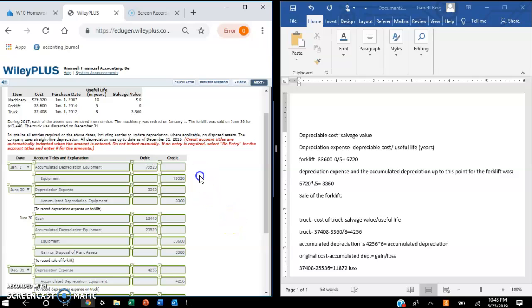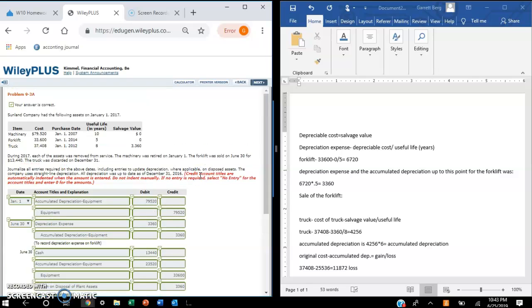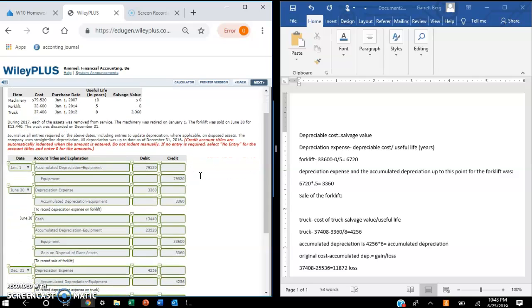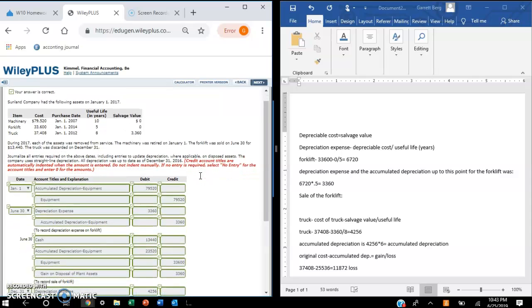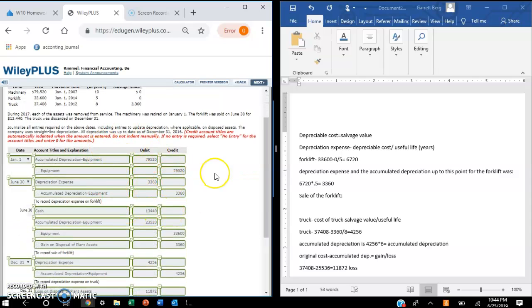I'm doing problem 9-3A. I'm not very good at the whole visual and teaching things. We'll see how this goes. I'm just going to go with what I have here.